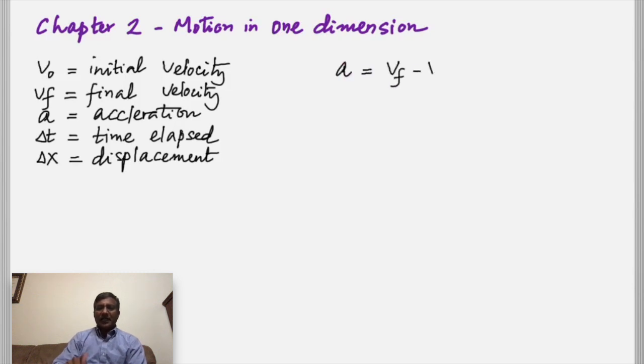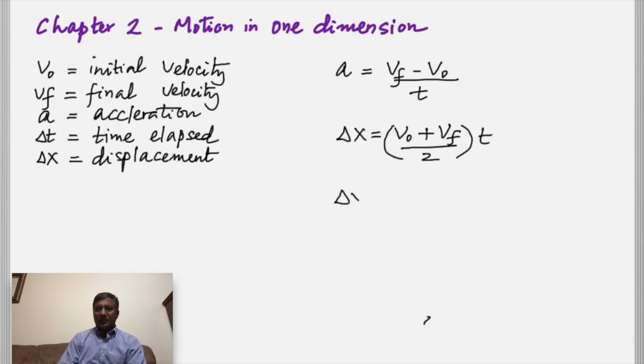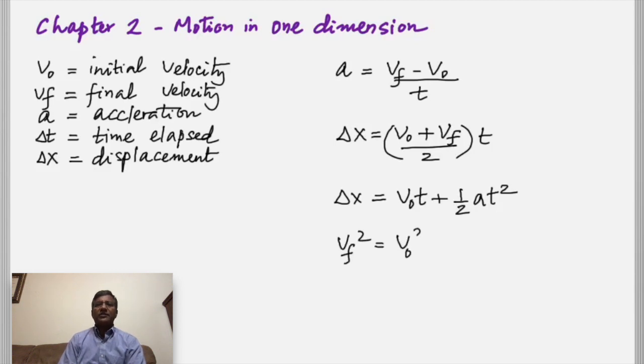By definition, acceleration is change in velocity divided by time. So we have the first equation, a equals v final minus v initial divided by time. And the second equation, you can find the displacement by using the formula (v naught plus vf) by 2 times t. That's the second one. And the third, displacement is v naught t plus 1/2 a t squared. The final equation is v final squared is equal to v initial squared plus 2a delta x.